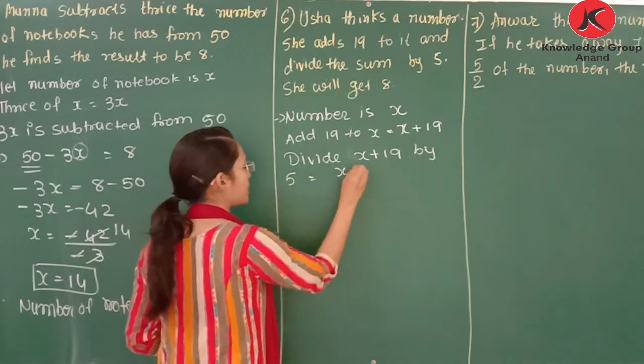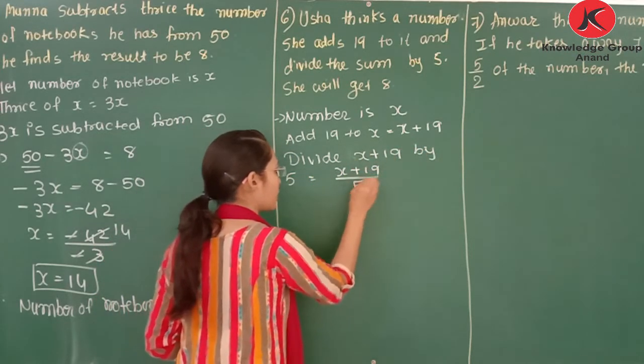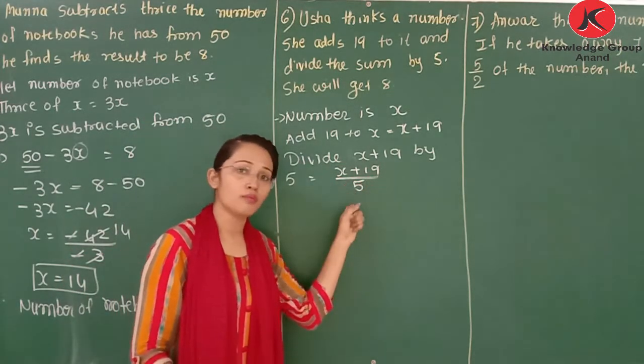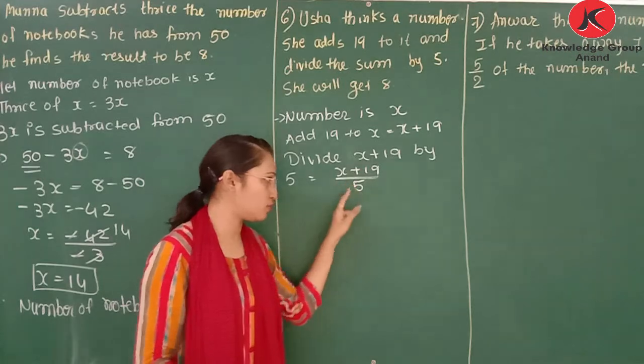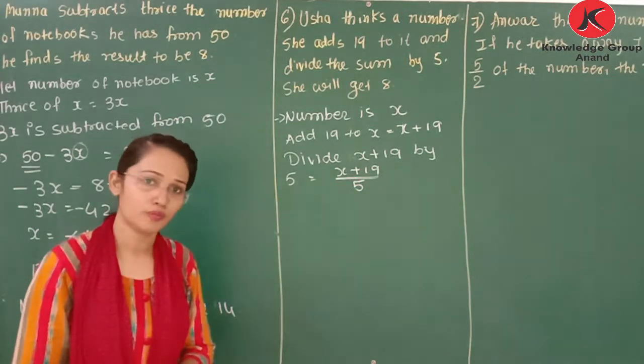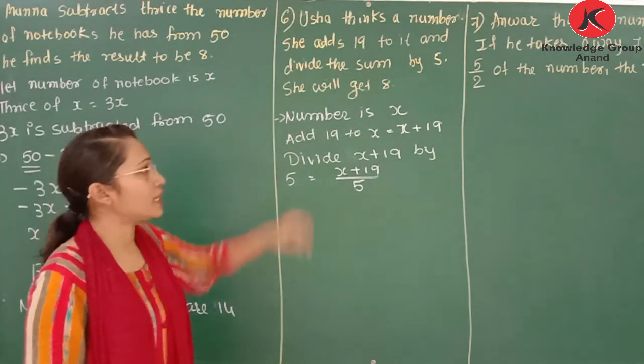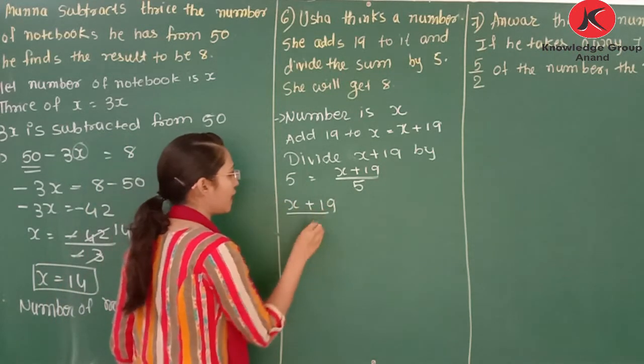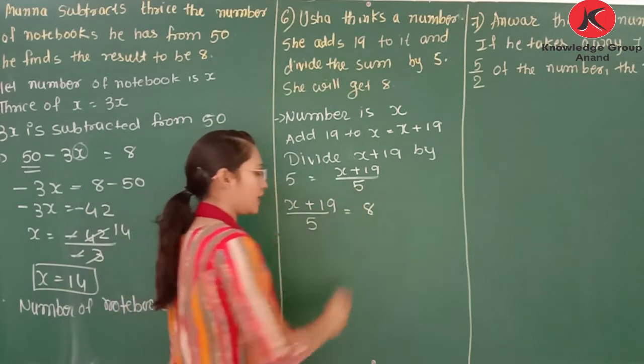You will get x plus 19 divided. You need to divide the sum. Means you need to write x plus 19 by 5. She will get 8. So x plus 19 divided by 5 is equal to 8.